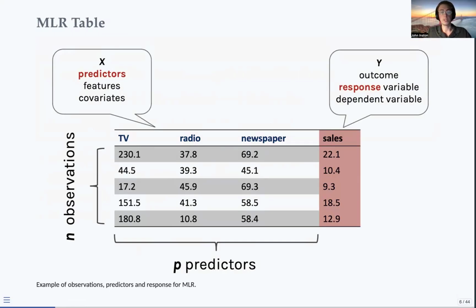So borrowing this helpful table from some lecture notes I found online, which I just realized I haven't added to the references, but I will do.